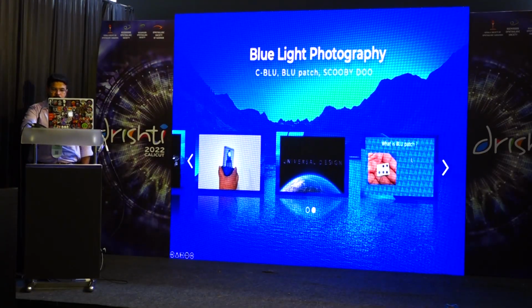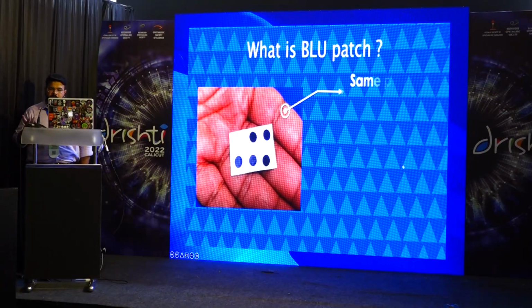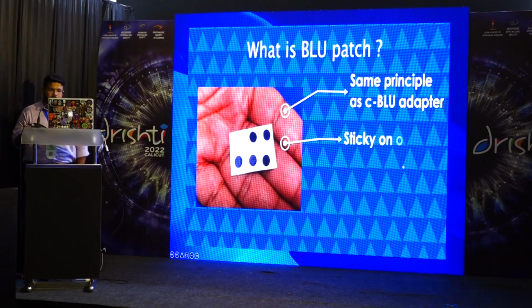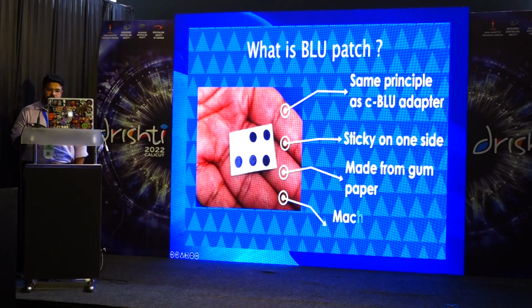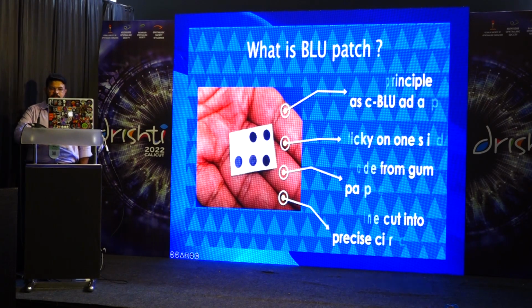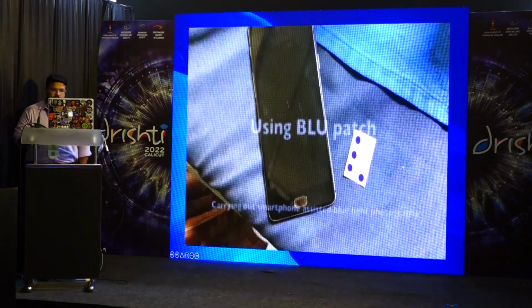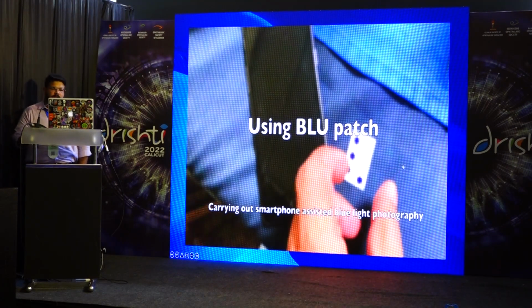So what is blue patch? Blue patch is basically made from gum paper. It uses the same principle as the C Blue adapter, and it is sticky on one side. You can peel it off and stick it onto your smartphone. It is machine cut into precise circles. So I'll show a small video on how it is done.